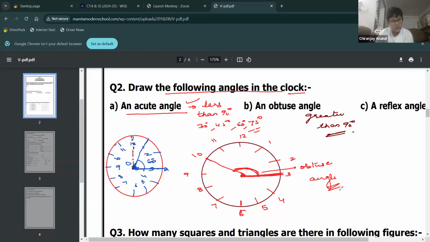Chiranjay, done? Yes, ma'am. Now, can I tell the definition of the reflex angle in the next one? What are you saying, beta? Ma'am, can I tell the definition of the reflex angle in the next one? Yes. Just wait.